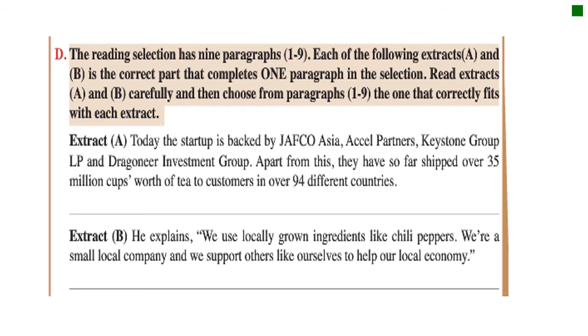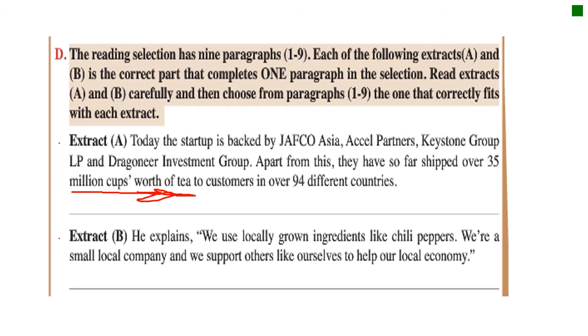extracts again. When you had written the main idea of each paragraph next to it, this will be a piece of cake. Today, the startup is backed by Jafco Asia, Accel Partners, Keystone Group, LP, and Dragoneer Investment Group. Apart from this, they have so far shipped over 35 million cups worth of tea. Obviously, this goes in the paragraph where they were talking about the Darjeeling tea and the person who joined his brother in the tea business.